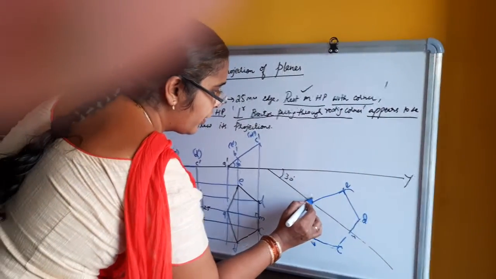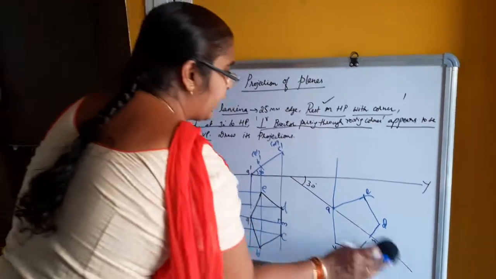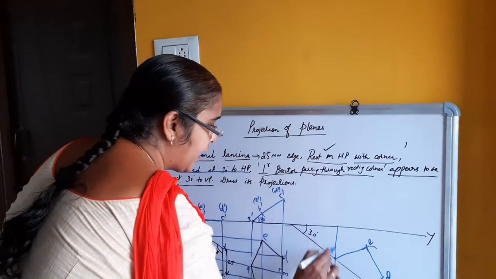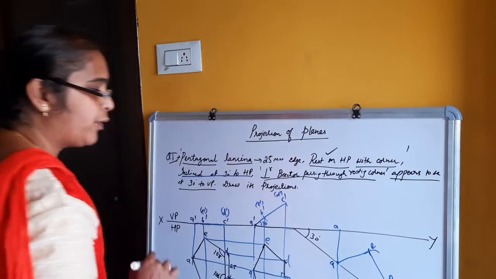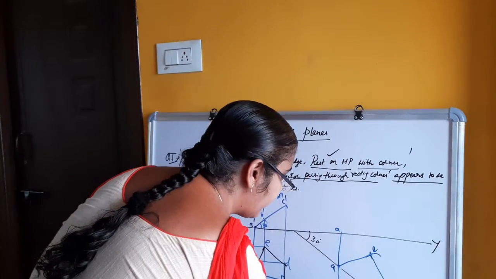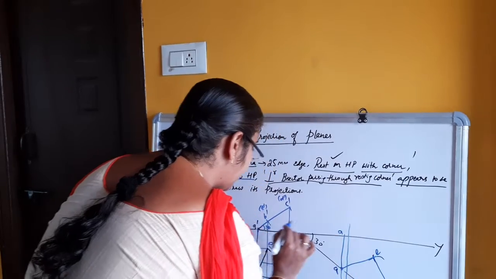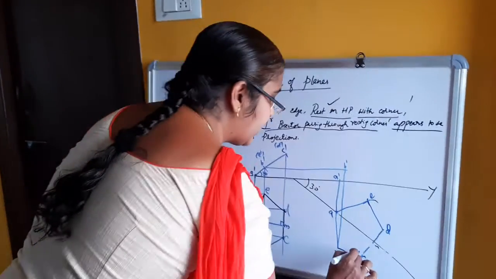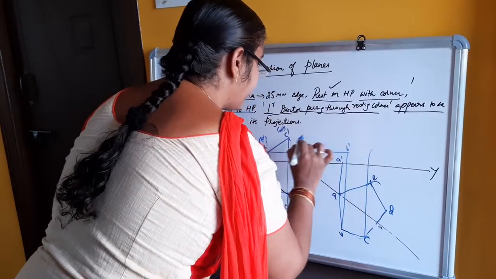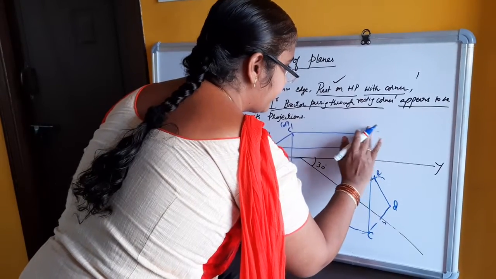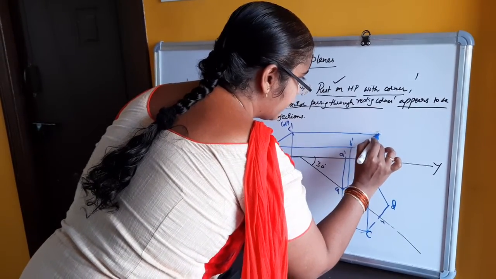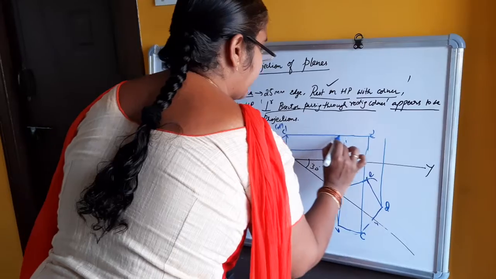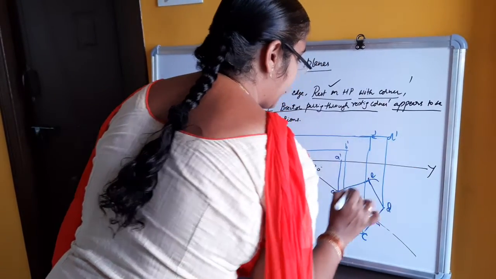Now the final view, the front view, can be easily obtained by projecting projector lines from point A, a horizontal projector from A dash and a vertical projector from A. Both coincide at this point. Call this A. Similarly, draw a projector from B, get the horizontal projector from B dash. Wherever they intersect, call it B dash. Similarly, C. Get the horizontal projector from C dash. Call this C dash. Similarly, D. Get the horizontal projector from D dash.